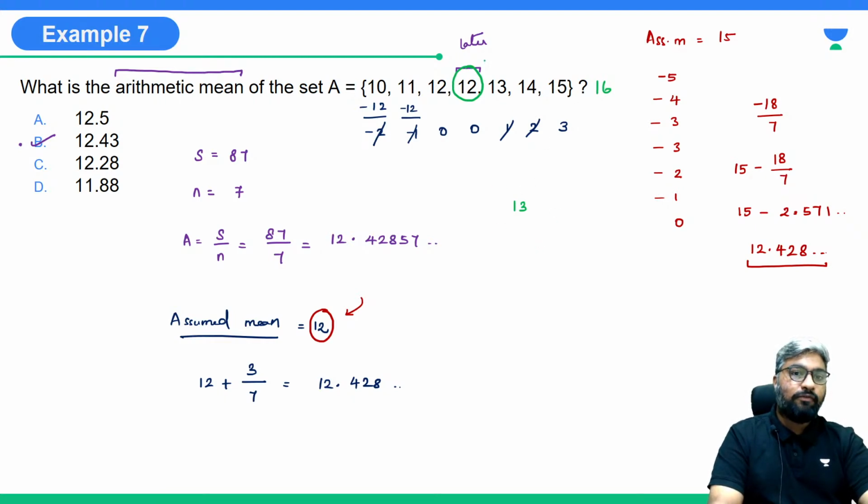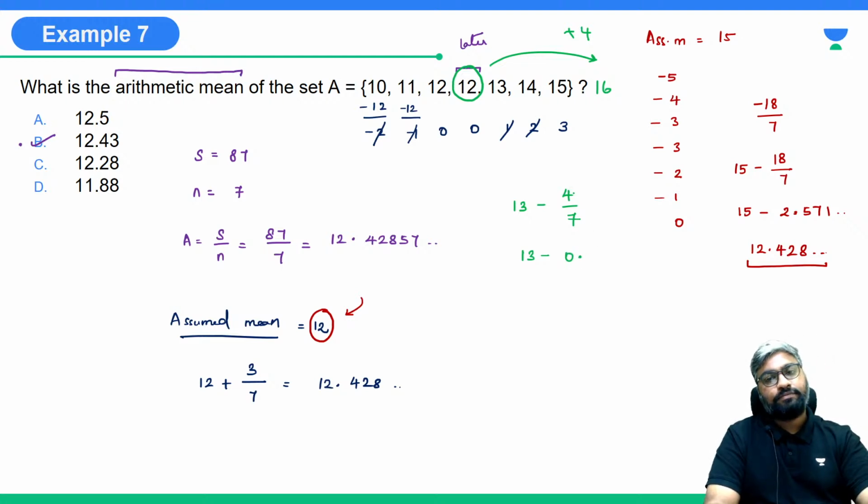बट क्योंकि यहाँ पे अपन ने 4 ऐड किया, बिकॉज वी एडेड 4 एक्स्ट्रा, वी नीड टू रिमूव दैट. 4 अपन ने यहाँ पे ऐड किया है ना, वो अपन रिमूव कर रहे हैं पर द एवरेज फॉर द नंबर ऑफ टर्म्स. So 13 minus 4 by 7, that is 13 minus 0.571, so giving us what? 12.43428.